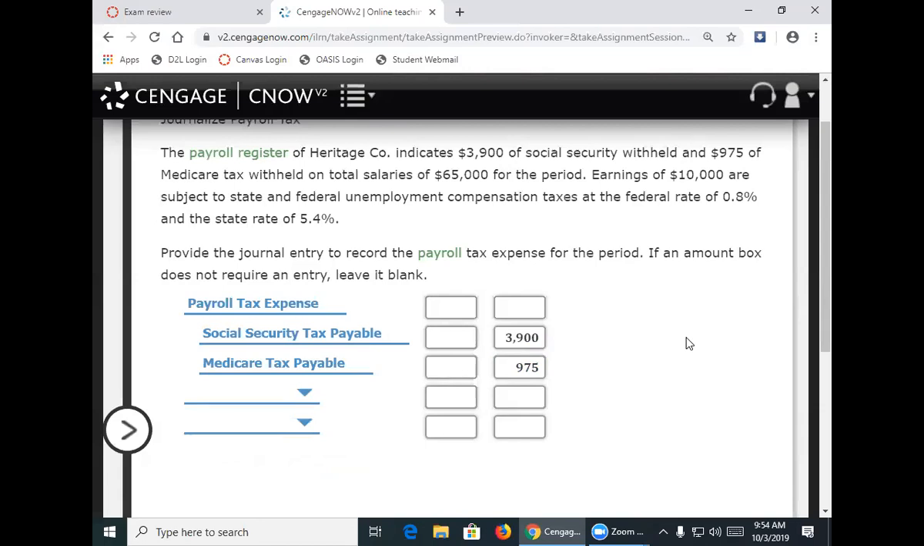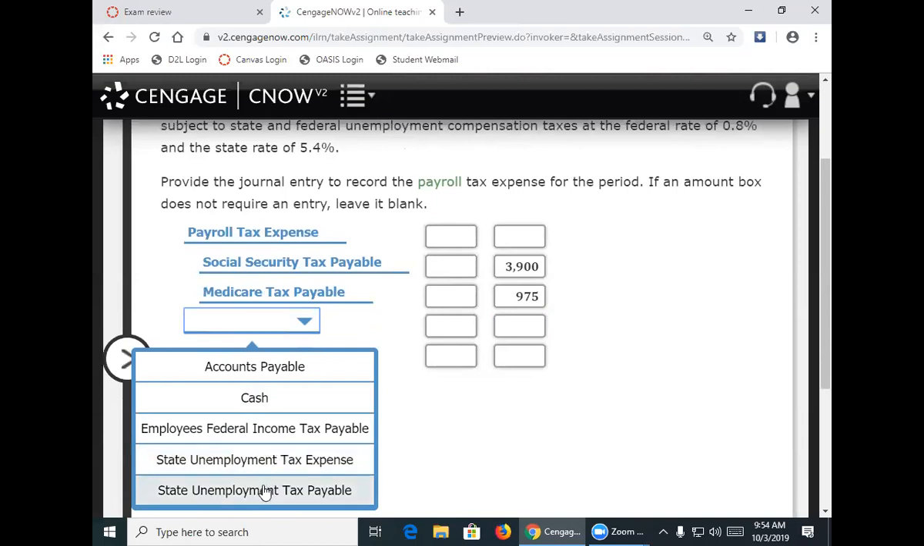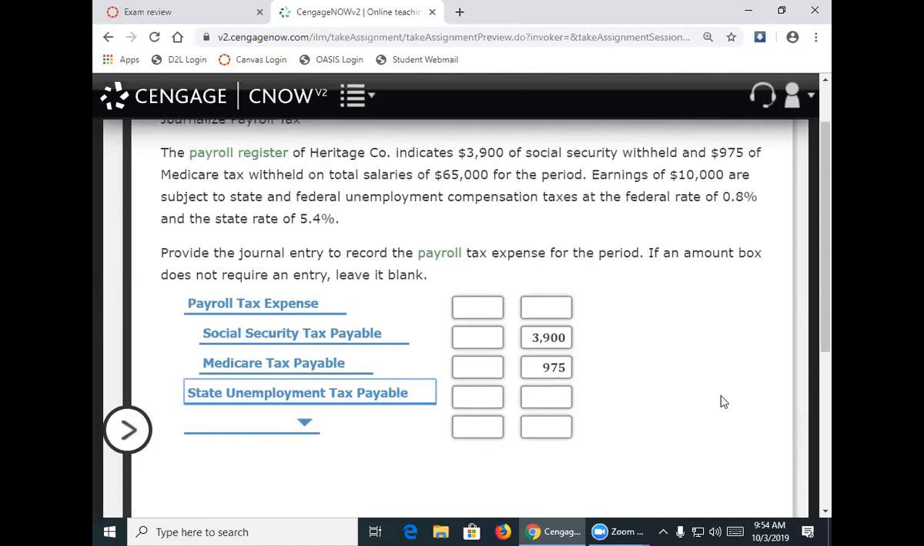State unemployment, good. How much is the state unemployment tax payable? State's 5.4%. 5.4%, good. Of how much? $10,000. So be careful on this one.